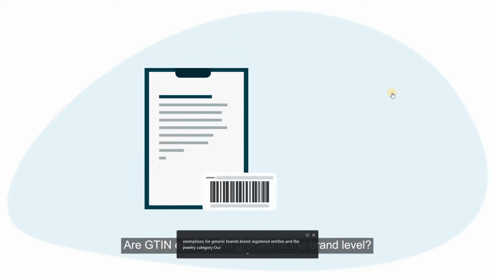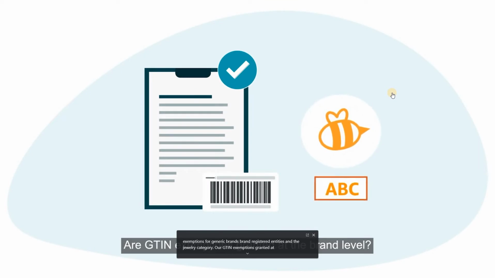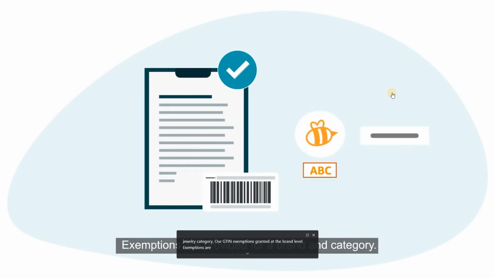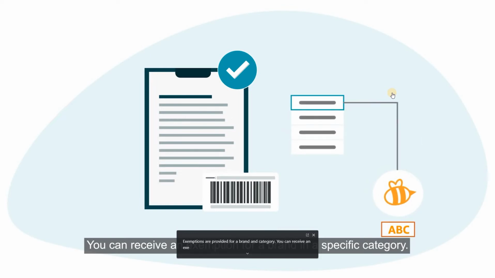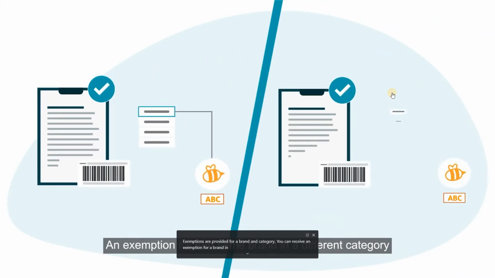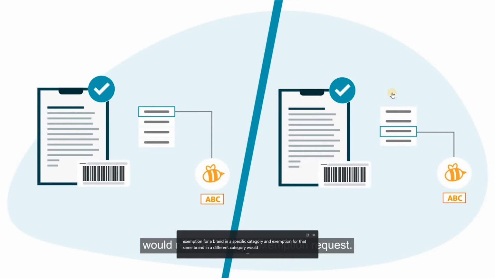Are GTIN exemptions granted at the brand level? Exemptions are provided for a brand and category. You can receive an exemption for a brand in a specific category. An exemption for that same brand in a different category would require another exemption request.